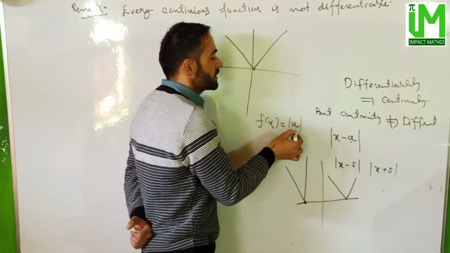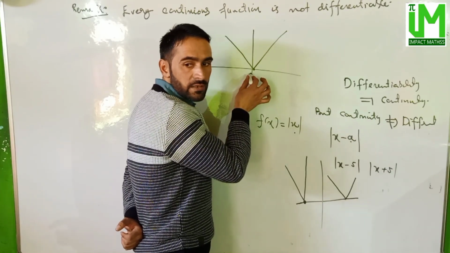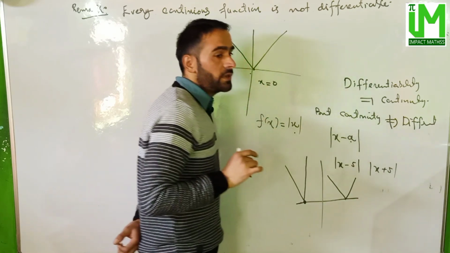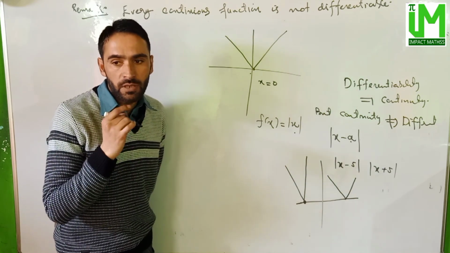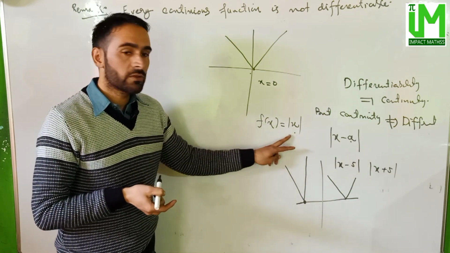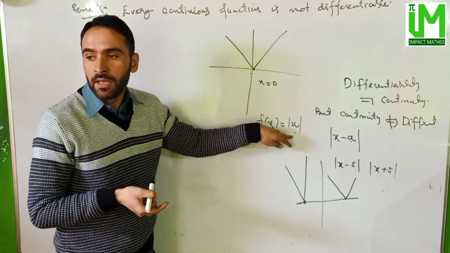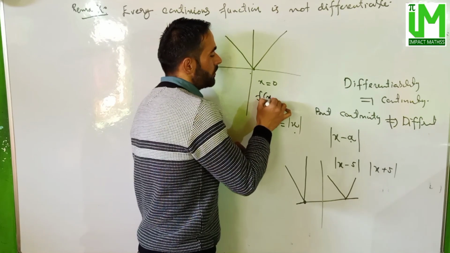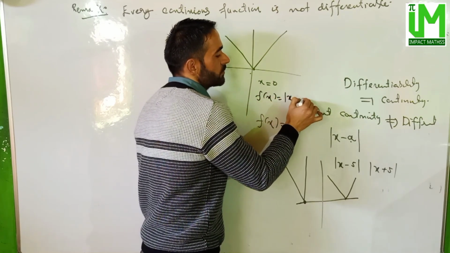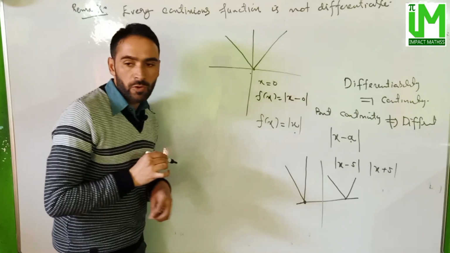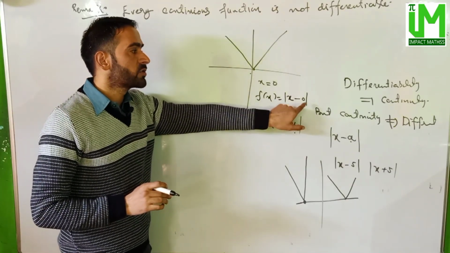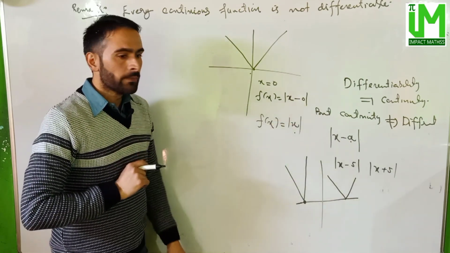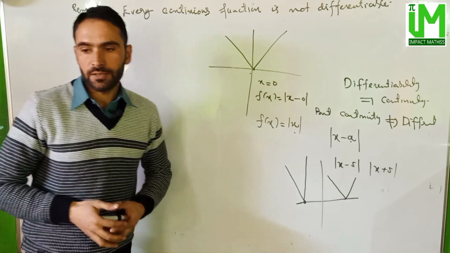So f of x is equal to mod x. Where does it touch the x axis? At x is equal to 0. So you see this function is not differentiable at x is equal to 0. The modulus function f of x is equal to mod of x is not differentiable at x is equal to 0. In fact, f of x is equal to mod x can also be written as mod of x minus 0, so this function is not differentiable at x is equal to 0. Write the function f of x is equal to mod x.